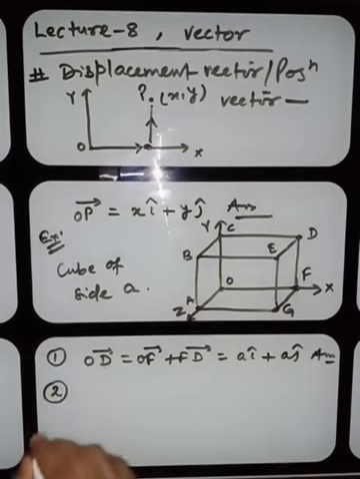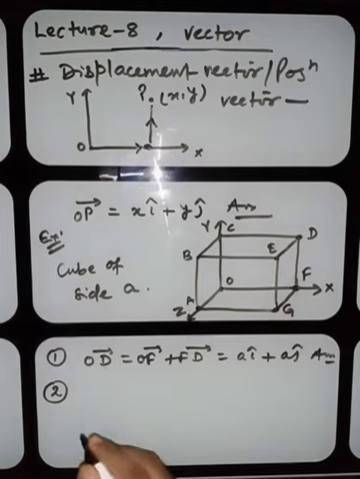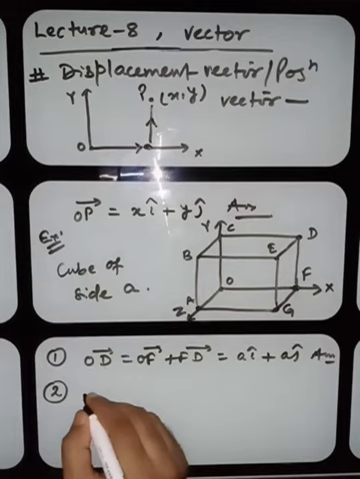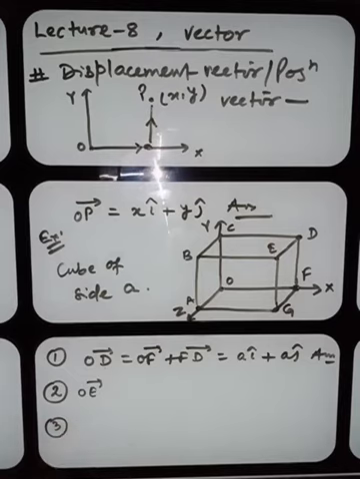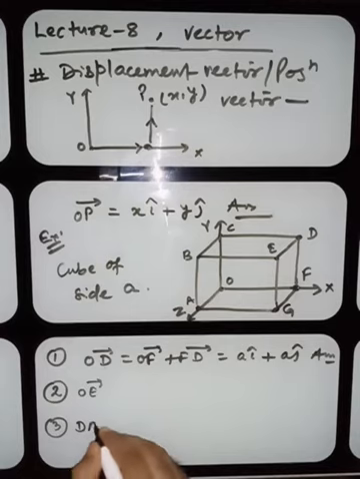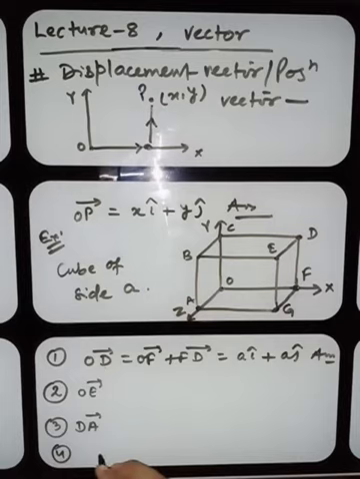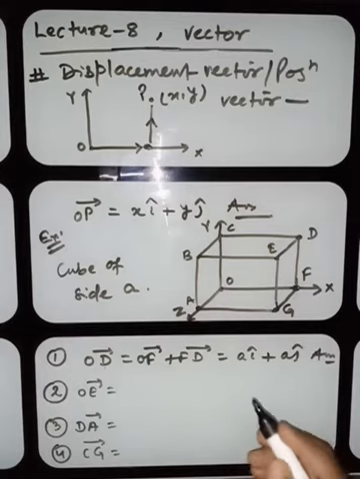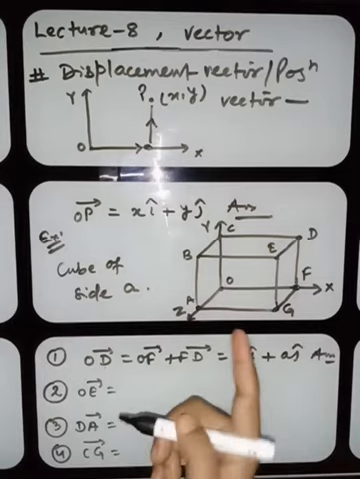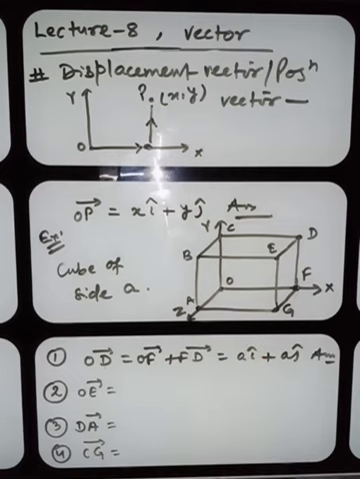Now, the second one. Try to write the answer. You have to write OE. Hurry up. Open your pen and paper and start writing. Don't wait for my answer. Third, DA. Now, you have to move from D to A. And the fourth one is CG. Okay, I will give the answer of all of this, but I'm giving you a few minutes to solve by yourself. And there will be homework also on the basis of this one. This is your practice. Alright, my dear students.